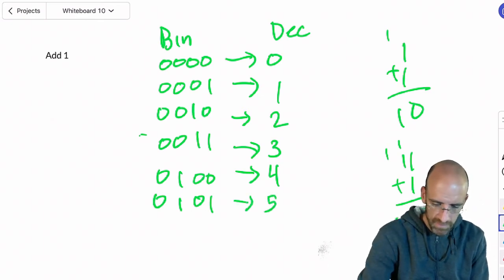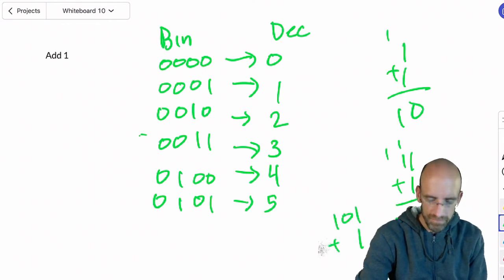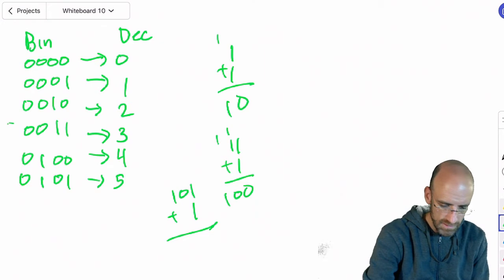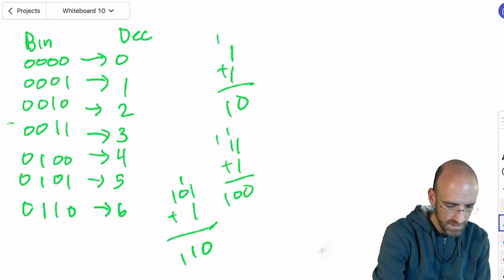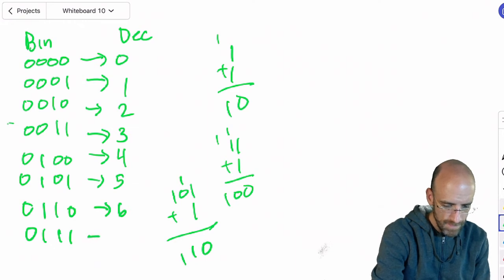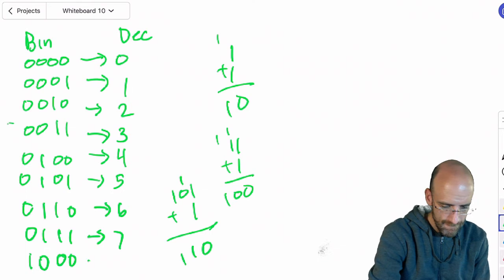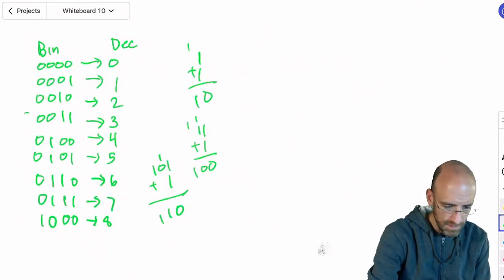And then from 101 plus 1, we will get 0, carry the 1, bring down the 1, and that's 6. So 0, 1, 1, 0 is our value 6. 7, 8. Now I'll keep counting up.